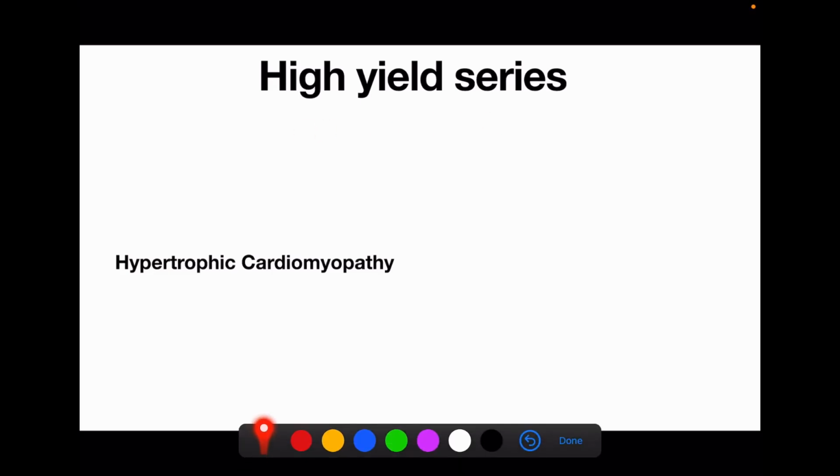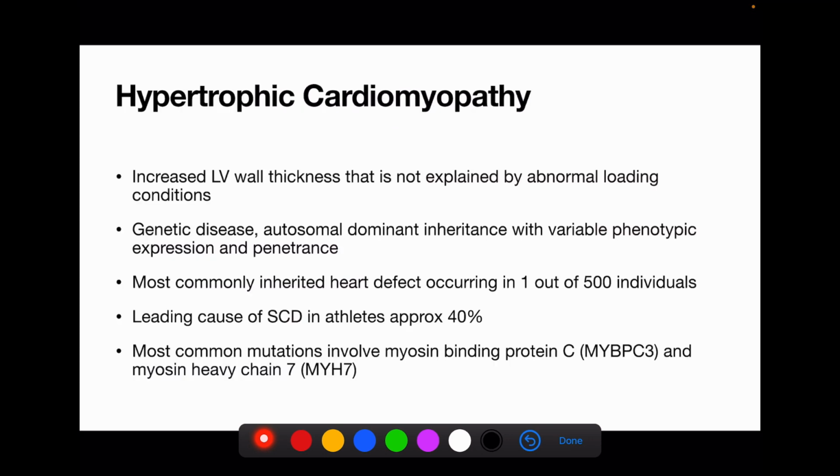Now in this lecture, we will be seeing about some high-yield topics which are more likely to be tested in any standardized exam in medicine that you might appear in. So the first of this would be hypertrophic cardiomyopathy. So let's go straight into the topic.